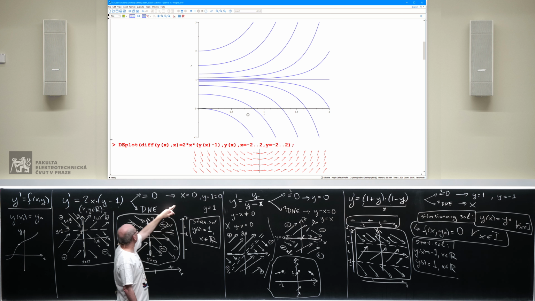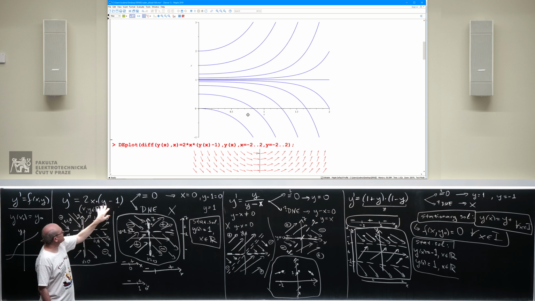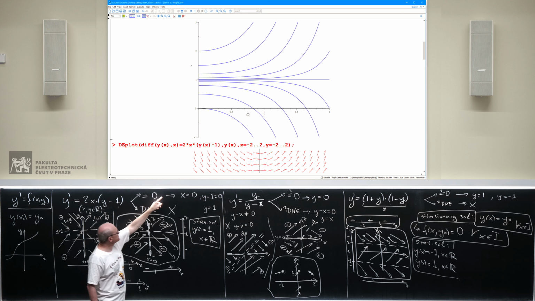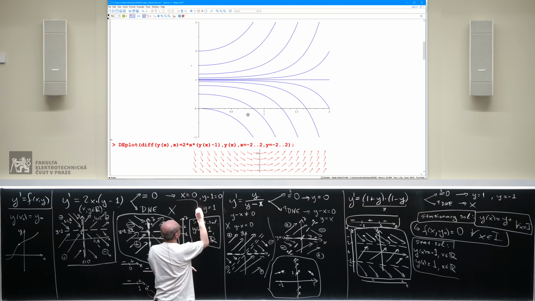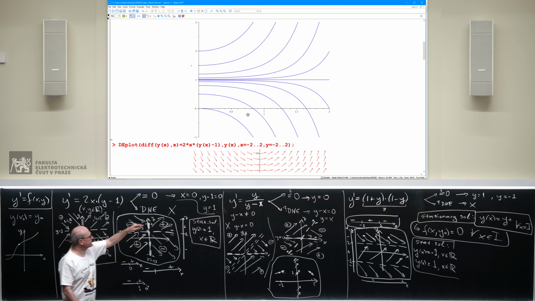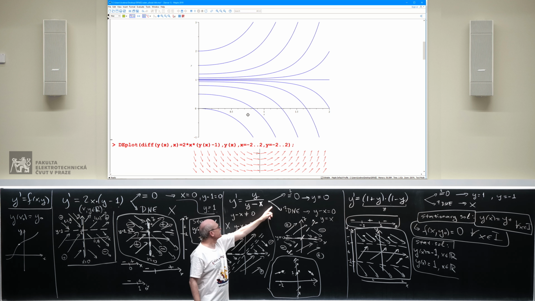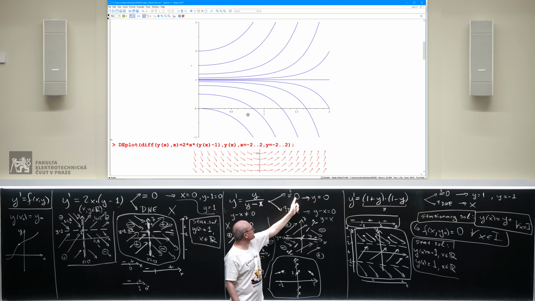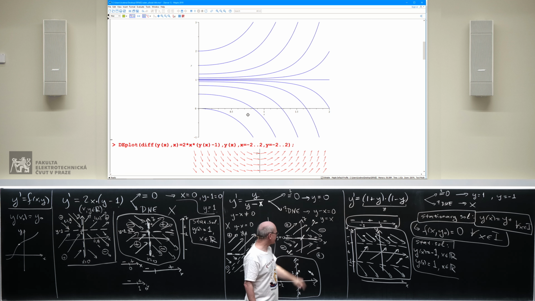How about here? Could it happen that the right-hand side gets zeroed for a specific choice of y? The answer is yes, we found it over here. y is equal to 1. Yeah, that's the stationary solution. How about here? Is it possible that the right-hand side becomes 0 by choosing y? And the answer is yes, y is equal to 0.